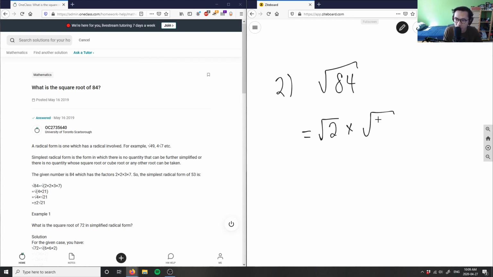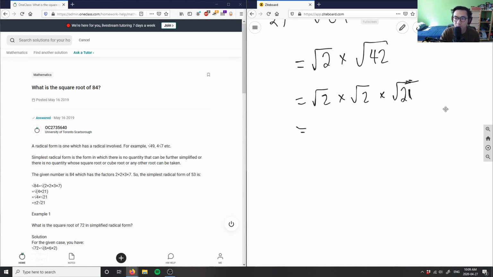Again, I can do the exact same thing, and instead of working with 84, I will work with 42 now, right? So I have root 2 again here. I'm going to take out another root 2 from 42, and then I'm going to divide 42 by 2, which will give me root of 21 here.